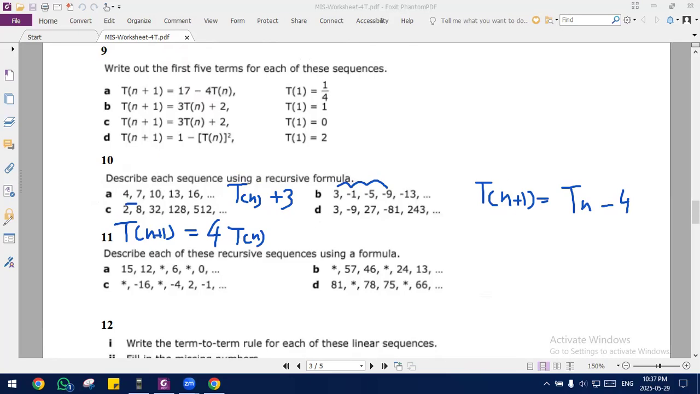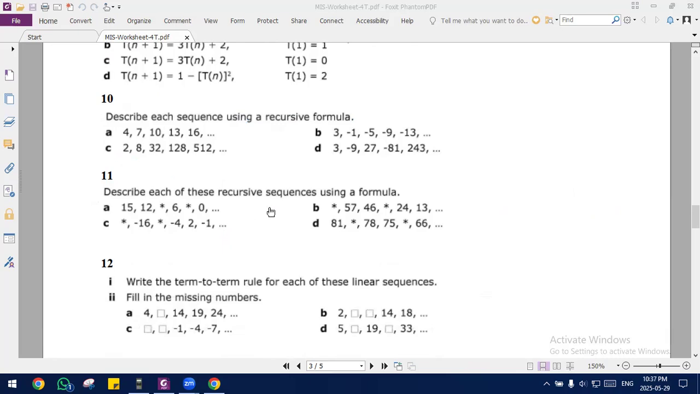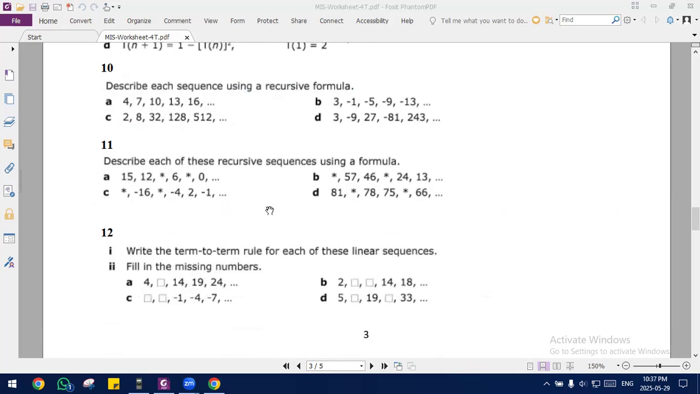Now, next question. Describe, this is important, describe each of these recursive sequences using a formula. Now we need to write the formula, which is using n. Let's try to understand the rule, the term-to-term rule. 15 minus 3, 12. Minus 3, 9. Minus 3, 6. So here, what do we have? We have minus 3. So you write minus 3n.